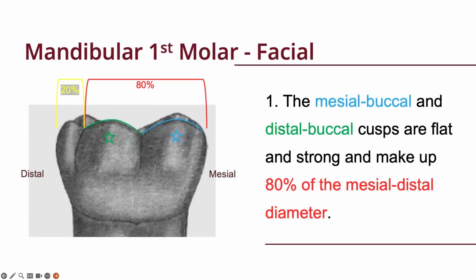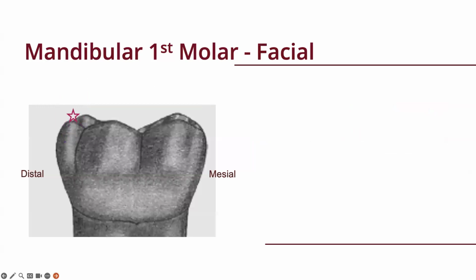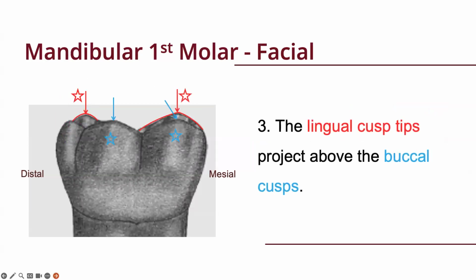From the facial aspect, the mesial buccal and distal buccal cusps are flat and strong and will make up about 80% of that mesial distal diameter of the tooth. The shorter distal cusp is more conical and occupies the remaining 20% of that mesial distal diameter of the tooth. The lingual cusp tips will project above the buccal tips when viewed from the facial.